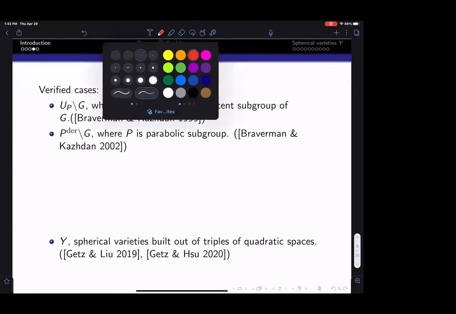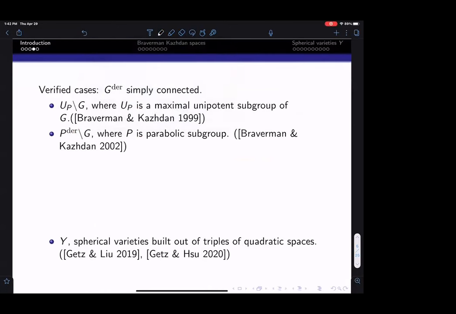So let me discuss what has been done in recent years. From now on, F will be a local field, and I will assume the derived group of G is simply connected. So Braverman and Kazhdan, in 1999, established the first cases, which is G quotient by a maximal unipotent subgroup. And later, they extended these results to G quotient by the derived group of P, where P is any parabolic. And this space is usually known as a pre-flag variety.